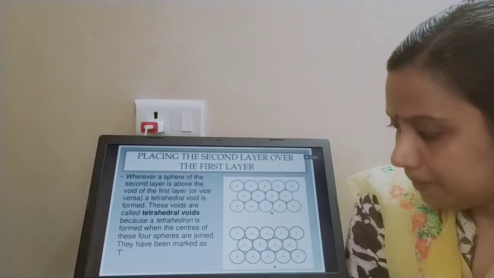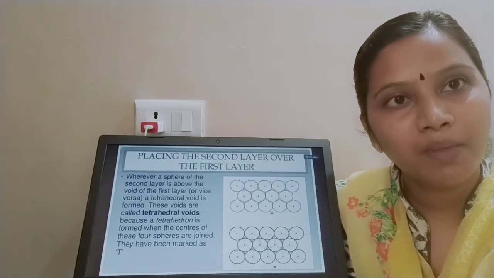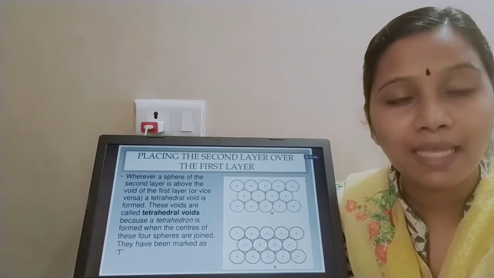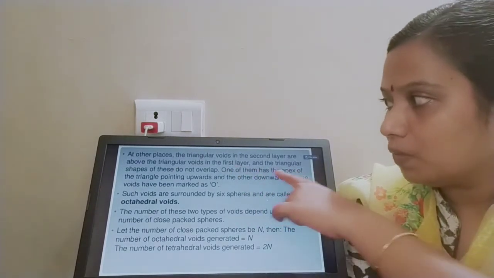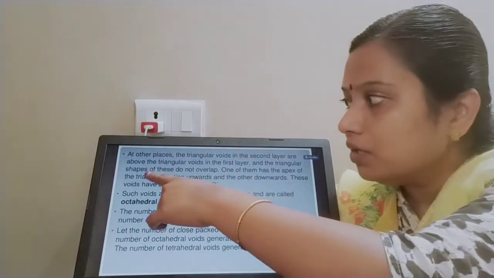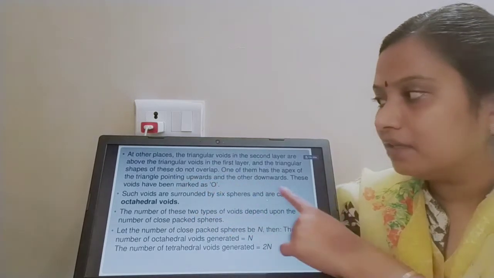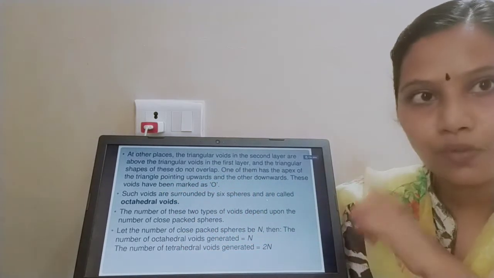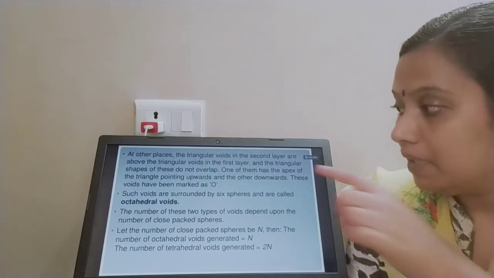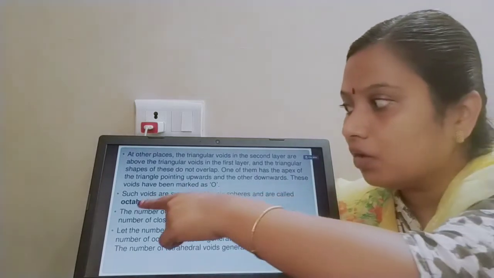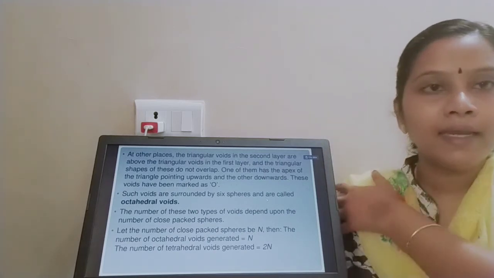See, the tetragonal voids are placed above the trigonal voids. Trigonal voids are formed by 3 neighboring spheres. They form a trigonal void in such a way that the triangular shapes of these do not overlap. One has an apex pointing upwards and the other pointing downwards, and those voids are marked as O here. Now, these voids are surrounded by 6 spheres and they are called octahedral voids. Clear, children?